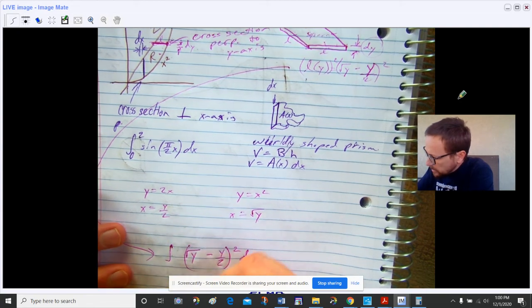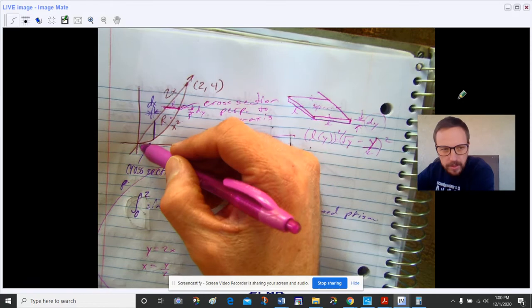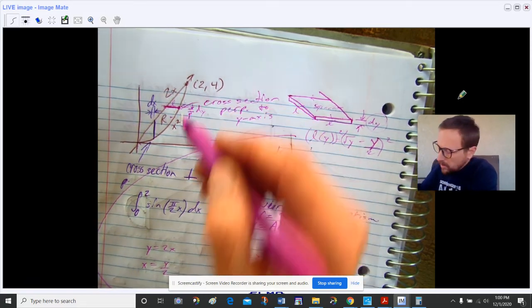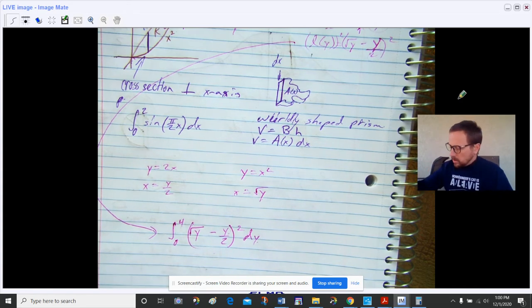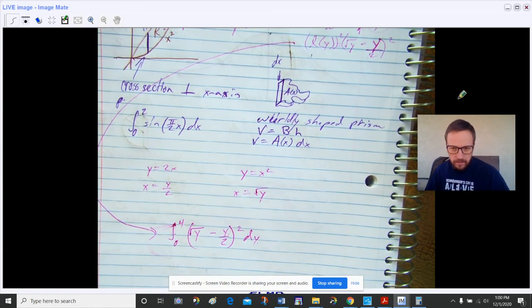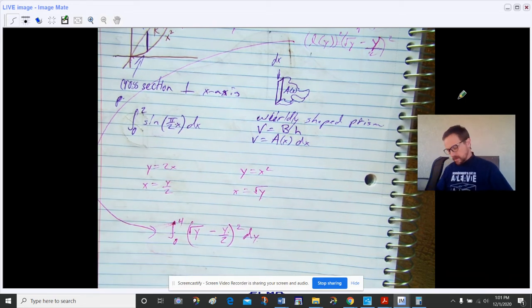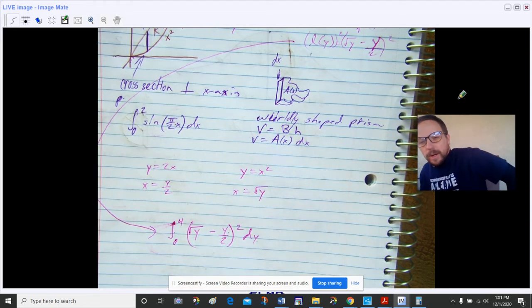And since these are y, these should both be y. We go from 0 to 4 in the y direction. And why is there no pi here? Everything else has had pi so far. Why is there no pi? It's a square. It's not a circle. It's got nothing to do with trig functions and unit circle and things like that. It's just a square.